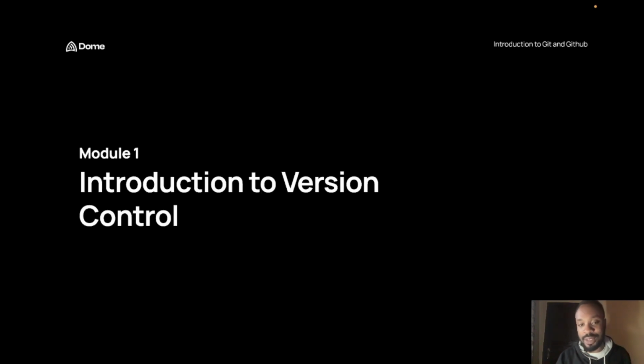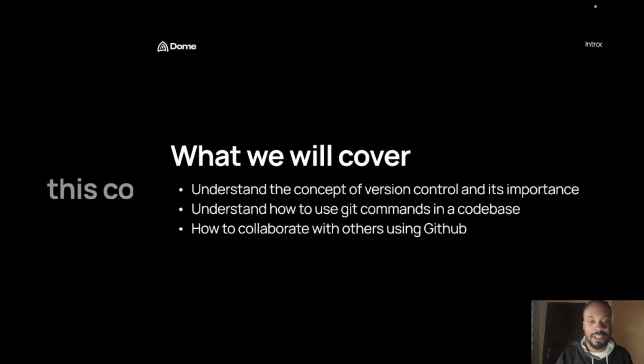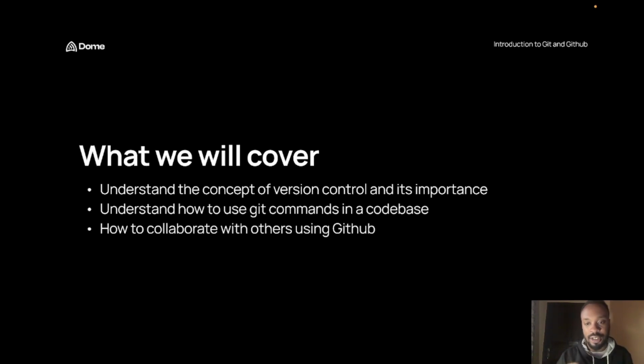So in our first module, we're going to look at all about version control and what it's all about. About this course, we'll cover the concept of version control and its importance, why we need version control in our code base. We'll also understand how to use Git and Git commands in our code base, and we'll know how to collaborate with others using GitHub.